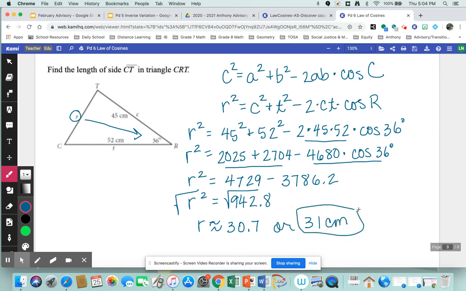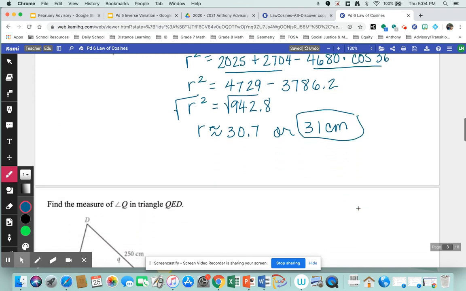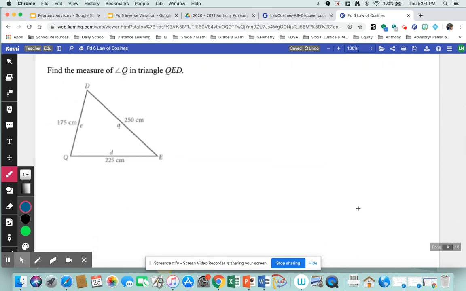So a lot of steps. You have to show your work. You've got to show the steps and show the work, okay? That's if you're finding a side. We're going to try one now where we don't have any angles and we want to find an angle. So go with me to page 4. Again, pause the video as you need to.